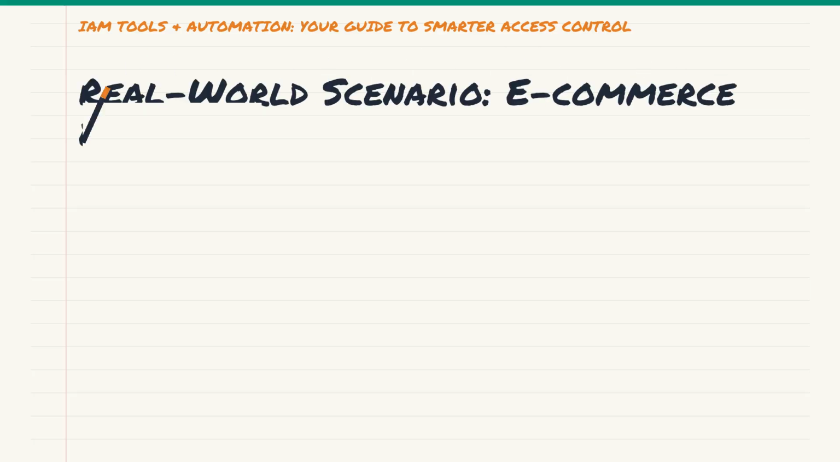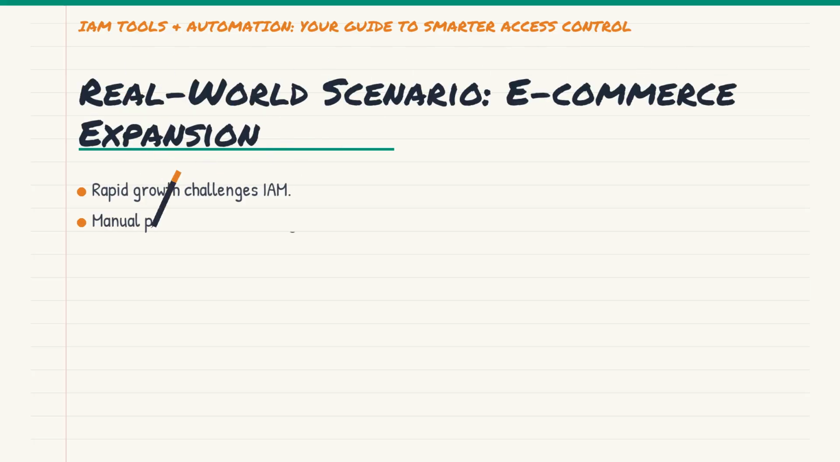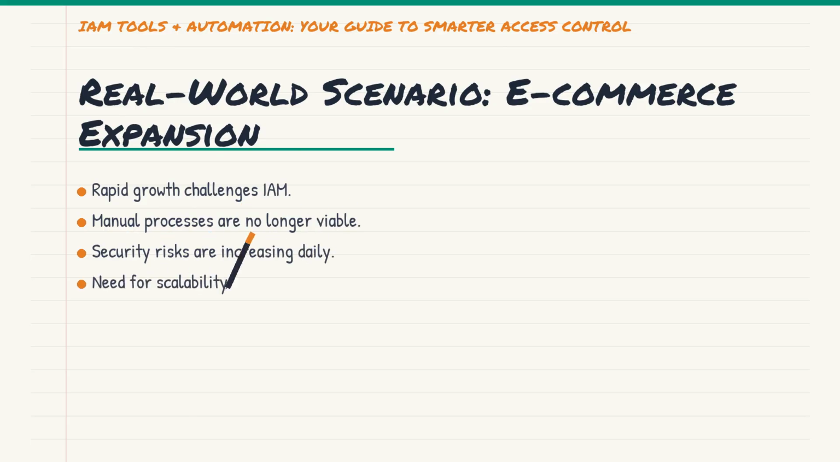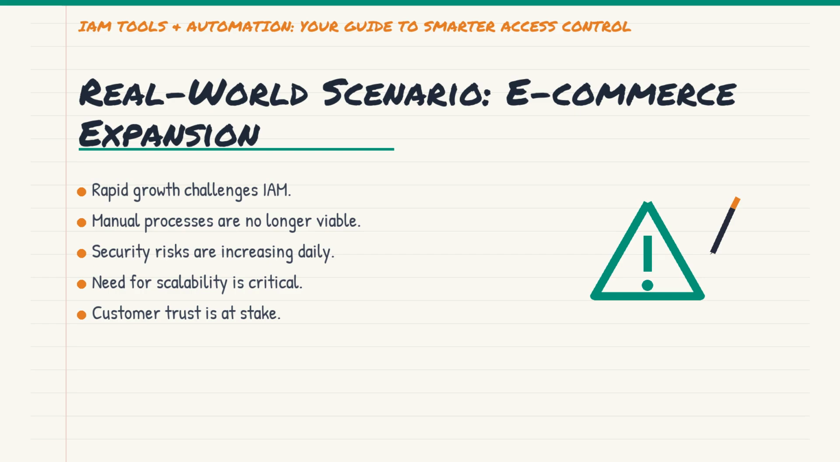Let's paint a picture. Imagine SwiftCart, a rapidly growing e-commerce company. They started small, with manual access management, but now they're scaling fast, processing thousands of orders daily, onboarding new customer service reps, and expanding their marketing team. Their current manual processes are breaking. Requests are missed, ex-employees still have access, and they can't even keep up with authenticating customers for loyalty programs. They need a serious IAM overhaul, and fast.